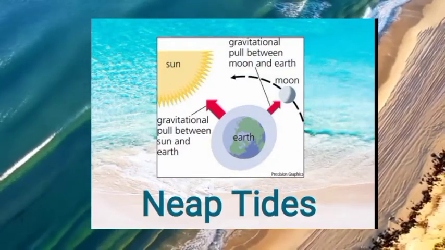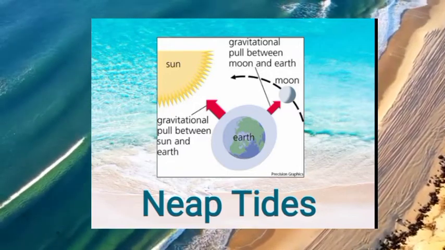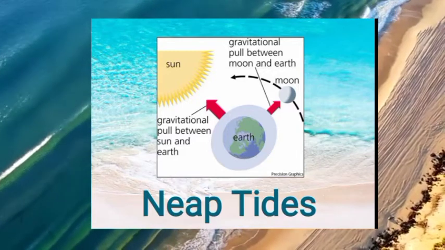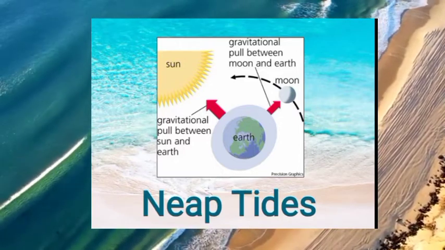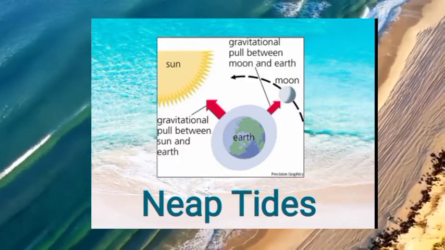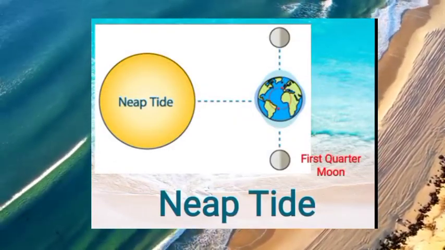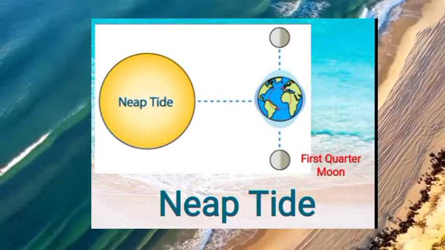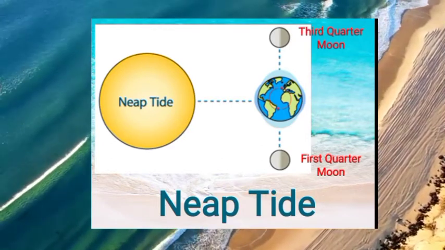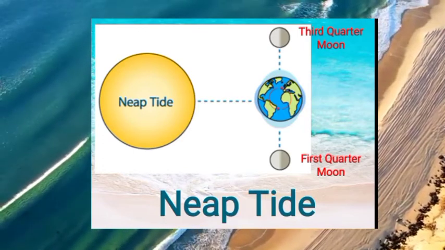So, as you can see here in the illustration, there is a gravitational pull between the sun and Earth, and there is also a gravitational pull between moon and Earth. That's why these two forces counteract each other, so the tidal force is not that strong. So neap tide occurs during the first quarter moon, where the moon is located at this position, and it occurs also during the third quarter moon, and the moon is situated in that place during neap tide.